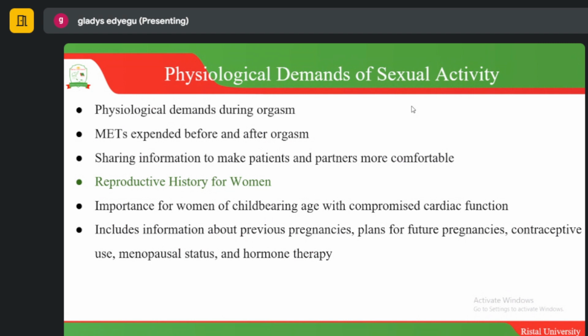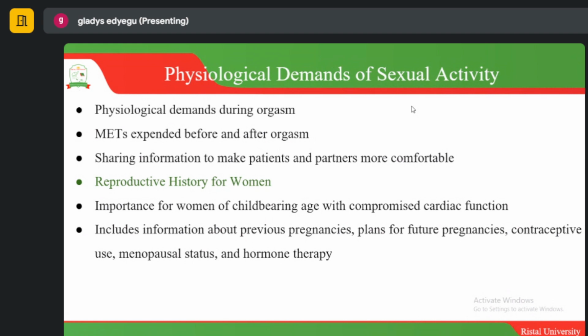So you should get the histories for these women in relation to their reproductive activities, so that you can be able to advise them in relation to maybe the previous pregnancies. How were they treating them? How did they go about the mode of deliveries? And then also plan for the future pregnancy if they still have to produce, so that you can be able to understand their situation and handle them appropriately.